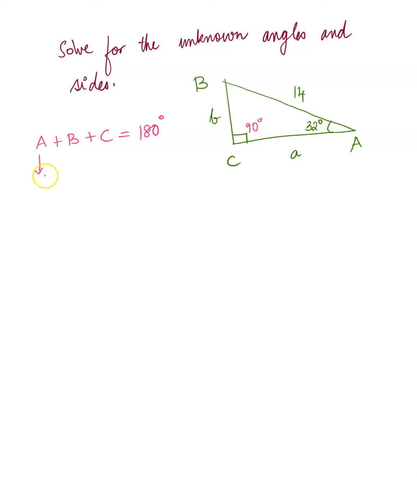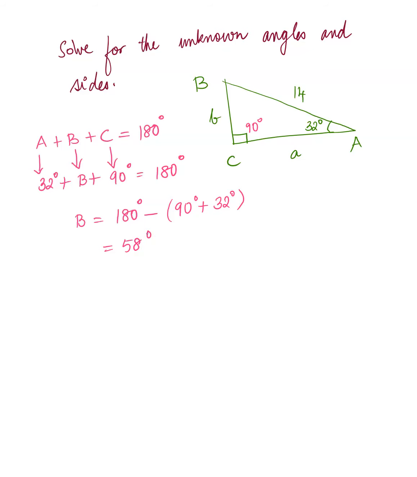And angle A is given to be 32 degrees. B is the one that we need to find out. B is unknown. And C is a 90 degree angle. Solve for B. That will be 180 degrees minus these two. And that comes out to be 58 degrees. You can add on the left side and then subtract it too. Okay, so we got B.